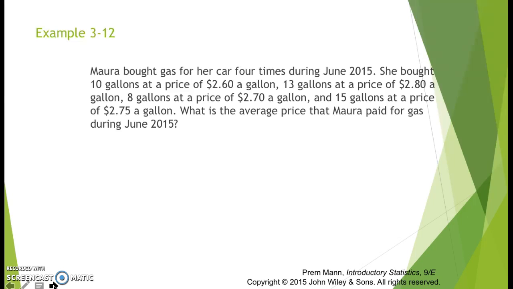Maura bought gas for her car 4 times during June of 2015. She bought 10 gallons at $2.60, and you can see the rest of that: 13 gallons, 8 gallons at a different price, 15 gallons at a different price. What was the average price that Maura paid for gas in 2015?